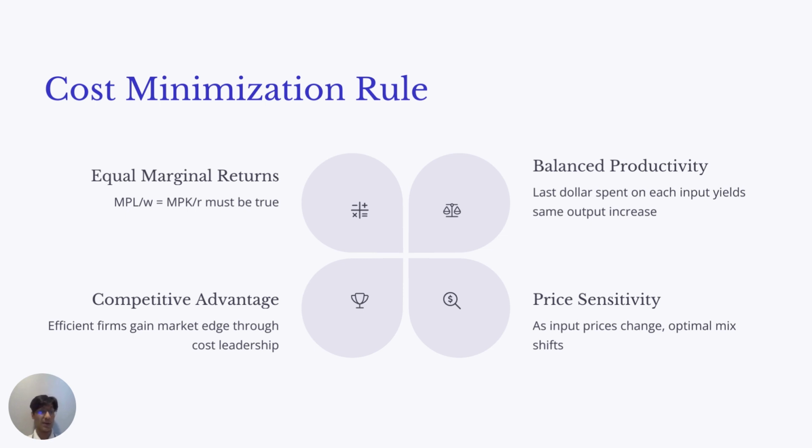Cost minimization rule. To minimize production cost while maintaining output, a firm follows the cost minimization rule, which again is MPL/PL equals MPK/PK. This means that the last dollar spent on labor should yield the same increase in output as the last dollar spent on capital. If not, the firm is overusing one input and underusing another. This principle helps firms adjust hiring decisions, capital investment, and operational processes to keep cost as low as possible for any given level of output.